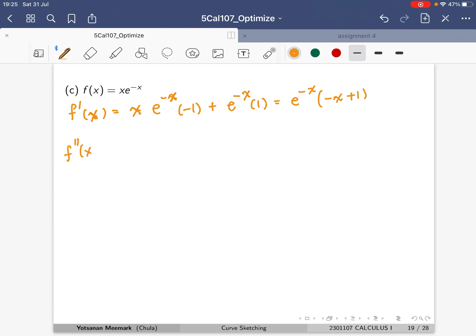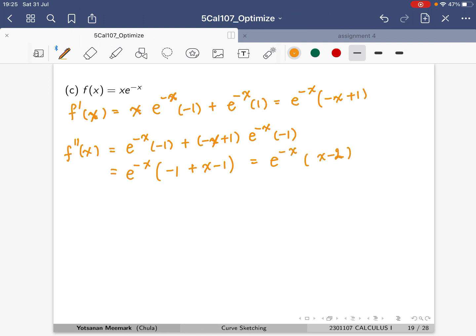And now what is your f double prime? It is again the first times the derivative of the second plus the second times the derivative of the first, which is e raised to the power negative x, and then the derivative of the inside. So your e raised to the power negative x can be factored out, and then this one becomes x minus 1. So you got e raised to the power negative x times x minus 2, right? Okay, so this one again exists for each and every x in the real numbers.